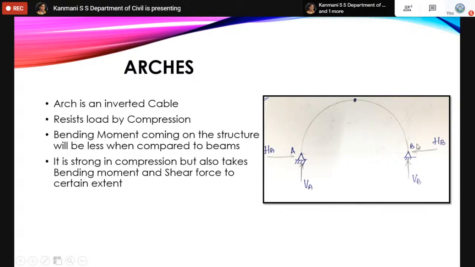It is usually provided at places where the load coming is a compression load, and the structure is so huge that if you provide a beam structure, it will affect the economy as well as the structure in terms of bending moment. When the bending moment is reduced, the cross-sectional area required is also reduced. Now this is about the arch.